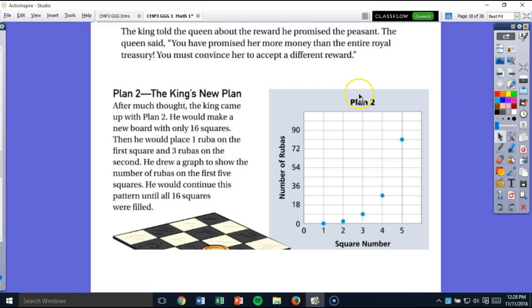So if we turn to page 12 in your book, it says, the king told the queen about the reward he promised the peasant. The queen said, "Oh, you may have promised her more money than the entire royal treasury. You must convince her to accept a different reward." So plan 2, the king's new plan. After much thought, the king came up with plan 2. He would make a new board, aha, with only 16 squares, that sneaky little king. Then he would place 1 ruba on the first square and 3 rubas on the second. He drew a graph to show the number of rubas on the first 5 squares. He would continue this pattern until all 16 squares were filled.